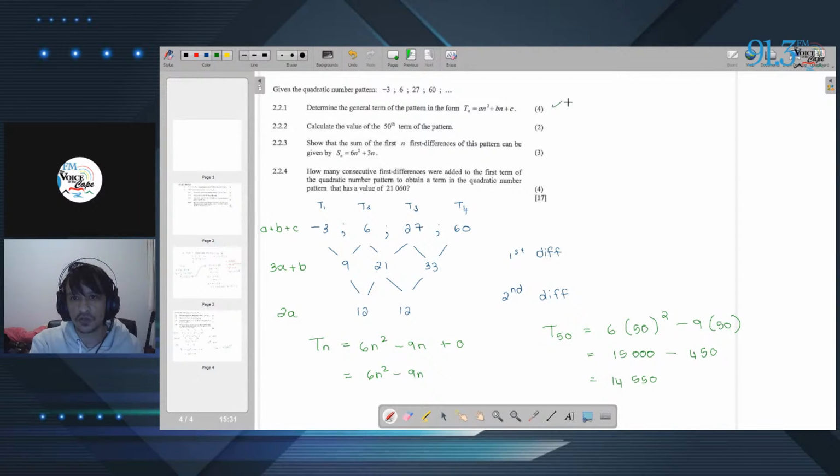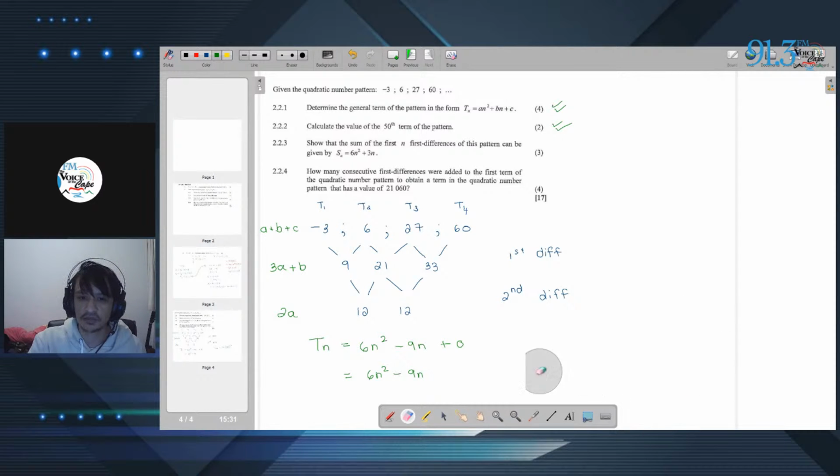We have solved the first one, and we have solved the second one. Okay, now on to the next question. Now remember, this is a quadratic sequence, right? Bear that in mind. We have not forgotten that. In the third part, they say, show that the sum of the first n differences of this pattern can be given by Sn equals 6n squared plus 3n. Now, there's a specific formula that will be on your formula sheets that will apply only to quadratic sequences when you are finding the sum of a quadratic sequence.